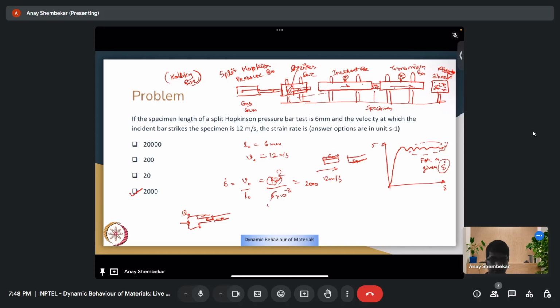So this strain rate that you have derived from this formula, is it the strain rate at the early stage of this dynamic deformation, or can we consider this as the average over the time interval? We can consider it as average for the entire measurement. Okay.